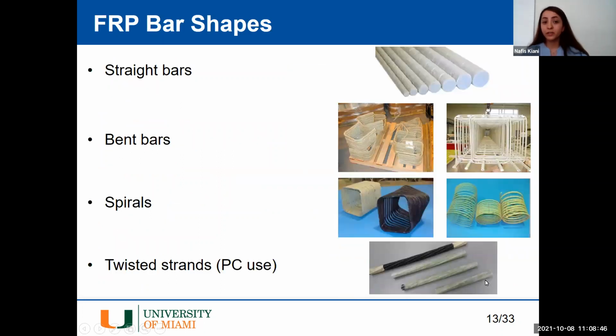Also, FRP bars are available in different shapes, like straight bars as internal reinforcement, bent bars or stirrups, spirals, and also twisted strands for pre-stressed concrete, used for pre-tension.